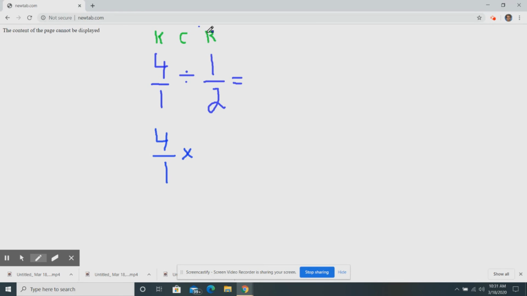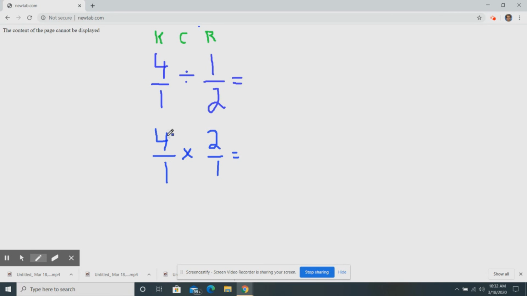The R stands for reciprocal. Cool word. Overall, it simply means to flip. What it means by that is 1/2. The reciprocal of it is literally to flip it. So instead of 1/2, it now becomes 2/1. Notice it's just simply flip. That's all it is. So the word reciprocal means flip. And then after we've done KCR, we now have 4/1 times 2/1. Now you follow your multiplication rules and just multiply.